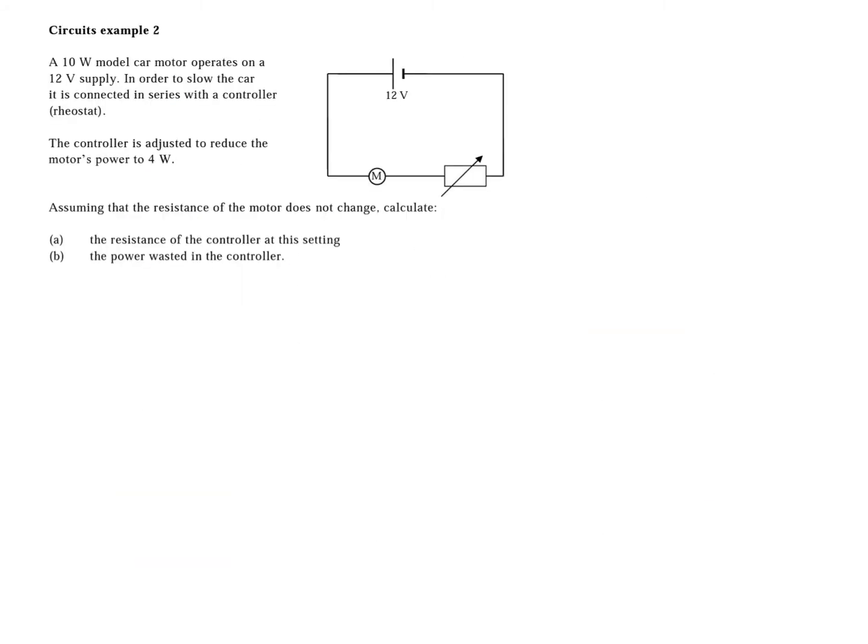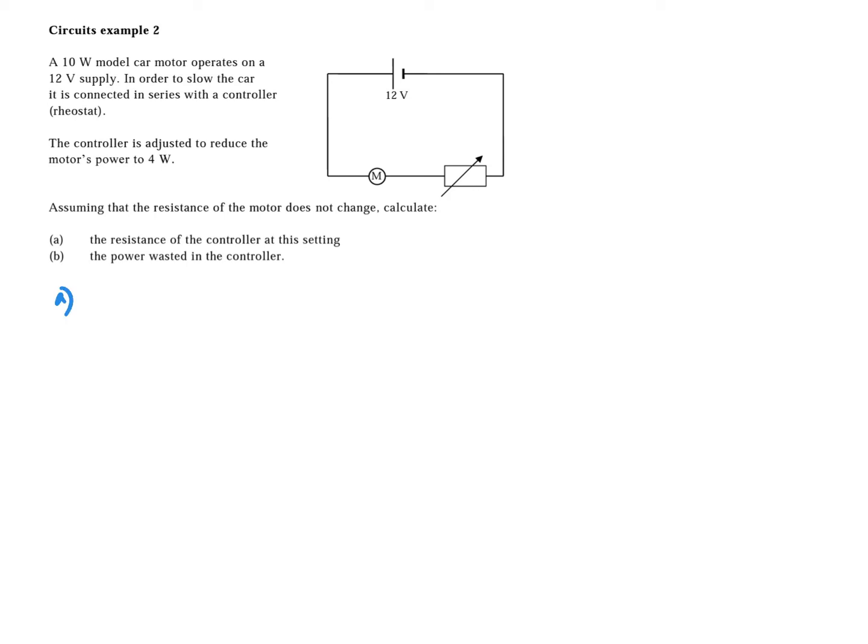So in this example, we've got a variable resistor being used as a controller. A technical term for that is a rheostat when it's in series. And we're using that to reduce the voltage to the motor so that it runs at 4 watts rather than 10 watts. And then it's got this bit, assuming the resistance of the motor doesn't change. So what we can do is use the information we have about the motor running at 10 watts. It would normally run on the 12 volt supply, then we can work out that resistance.